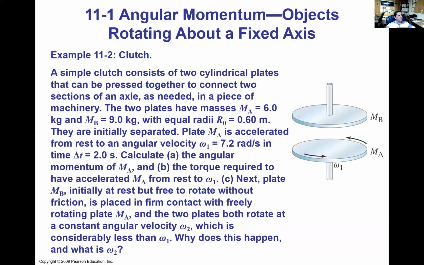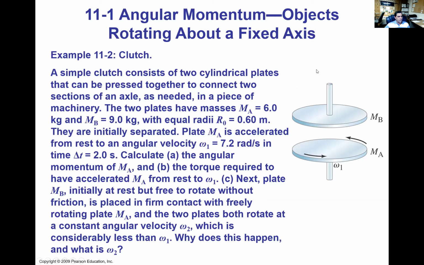Okay. So now we're going to do another example. We're going to take a look at something called a clutch. A clutch consists of two cylindrical plates, plate A and plate B, that you see here. Here's plate A, here's plate B. They're going to be pressed together until they come in contact with each other.